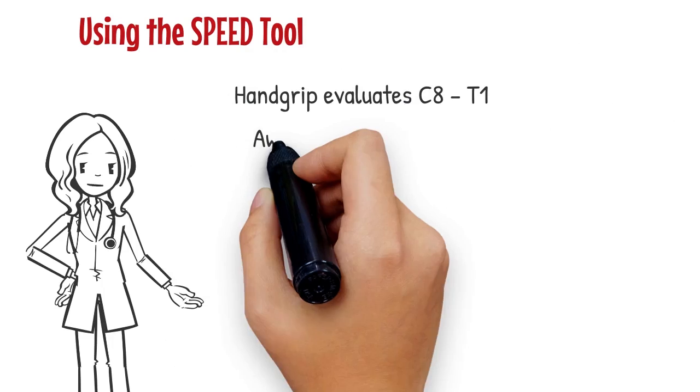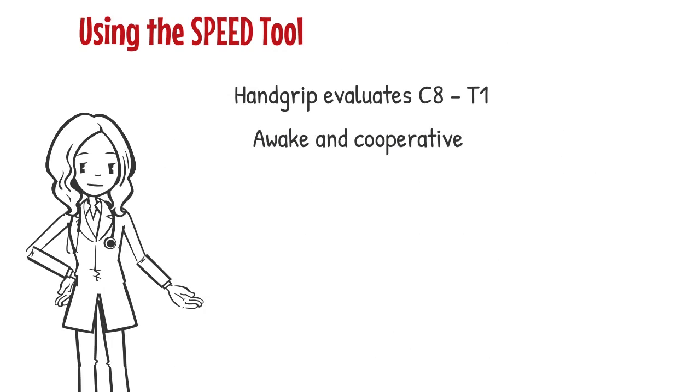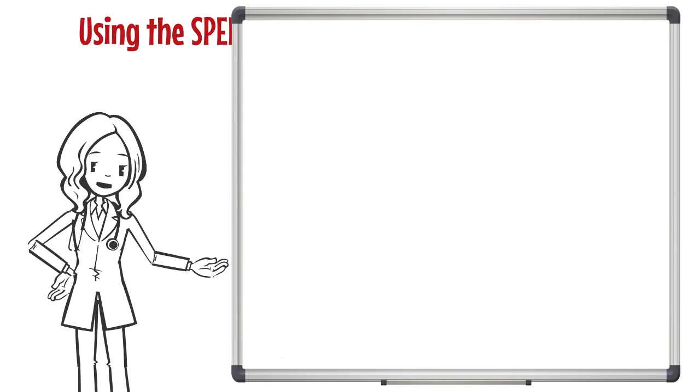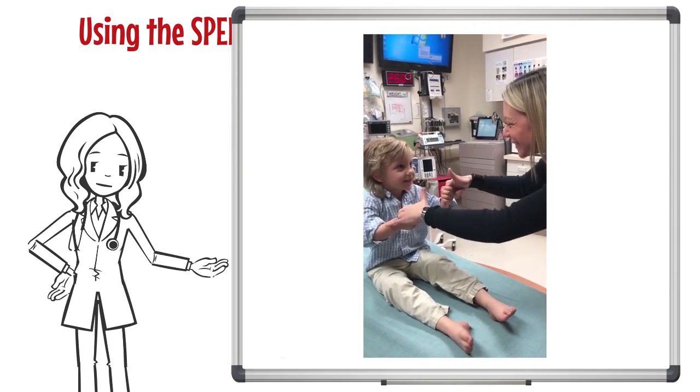Remember, the patient has to be awake and cooperative for SPEED to be performed. The obtunded patient may grip as a reflex. Let's watch a short video that shows this part of SPEED being performed. Can you squeeze my hands? Good.